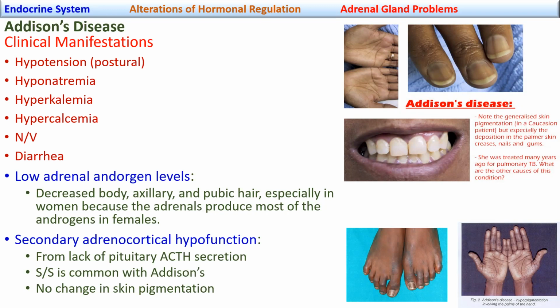Remember that the aldosterone hormone is responsible for sodium and water retention and potassium excretion. So with the low aldosterone, there will be hyponatremia, hypovolemia, and hyperkalemia. So that's another explanation for the hyperkalemia, which is the low aldosterone secretion, hypercalcemia, and nausea and vomiting.